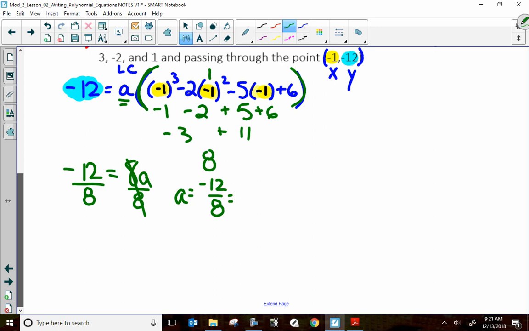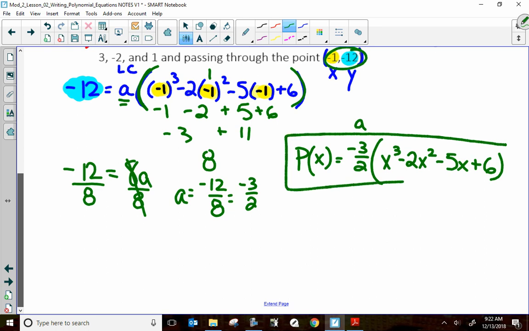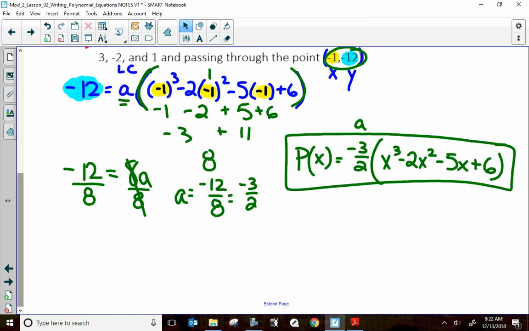4 goes into both of them. Negative 3 halves. So my equation, if I wanted to specifically work for this point, is my lead coefficient has to be negative 3 halves times x cubed minus 2x squared minus 5x plus 6. This is fine enough. If it were multiple choice, maybe they distribute the negative 3 halves in. Okay, maybe they don't. Okay, that is absolutely A-okay. Good job.